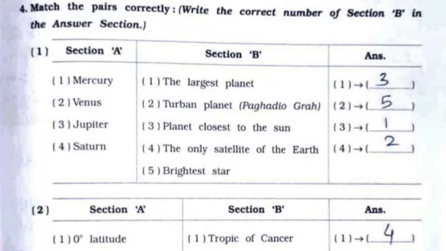First part, first one, Mercury, it's option number 3, planet closest to the sun. Second, Venus, it's option number 5, brightest star. Third, Jupiter, it's option number 1, the largest planet. Fourth, Saturn, it's option number 2, Turbine planet or Pagadiyo Grah.